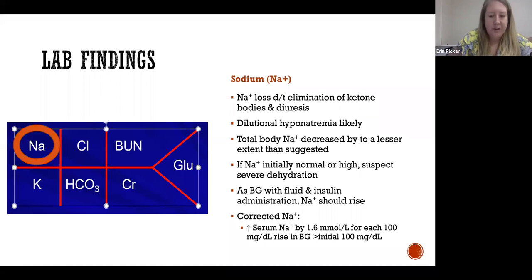As you're fixing your blood glucose as well as giving patients insulin, your sodium should rise. So it's important to follow your sodium levels to make sure that's happening. When they first present, you can use your corrected sodium level. So for every 100 milligram per deciliter rise in your blood glucose above 100, your sodium needs to be corrected by 1.6 millimoles per liter, which makes sense. As you have that increased glucose, you're going to have increased water. And so this helps to make the correction for the pseudohyponatremia.